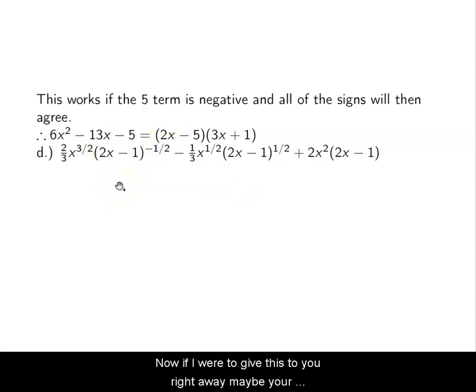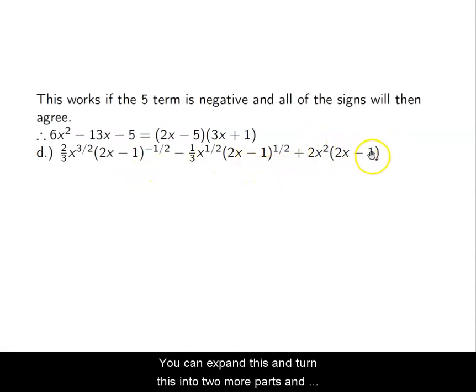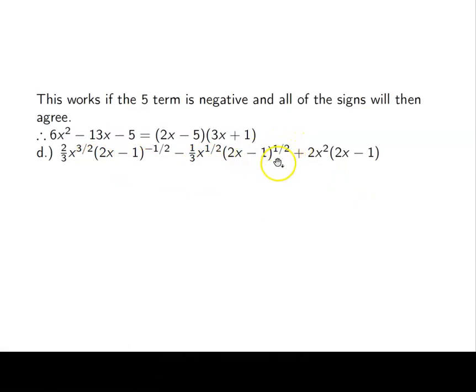Now, if I were to give this to you right away, maybe your first thought would be, oh, what the hell is this, right? I'm going to just expand everything I can and then try to simplify everything from there. You can't do that. You can expand this and turn this into 2 more parts and then have 4 terms, but that's actually not going to help you at all. That's going to be detrimental to your trying to solve this, because you can't expand any of these other parts. If you notice here, this is raised to a power. This is raised to a power.